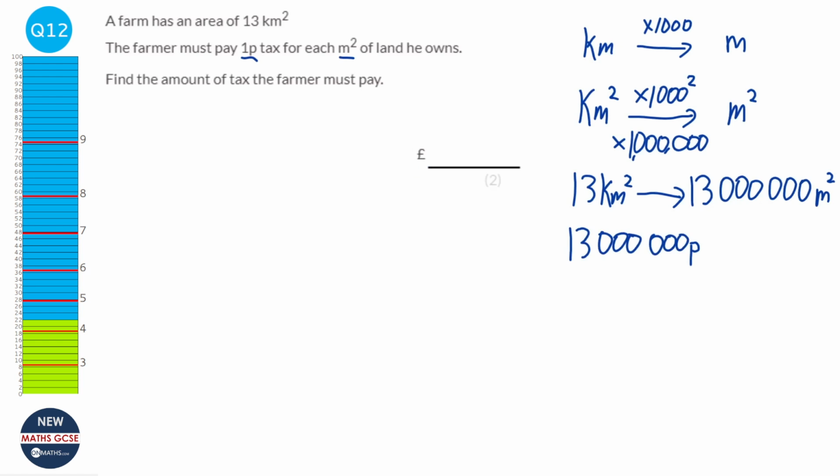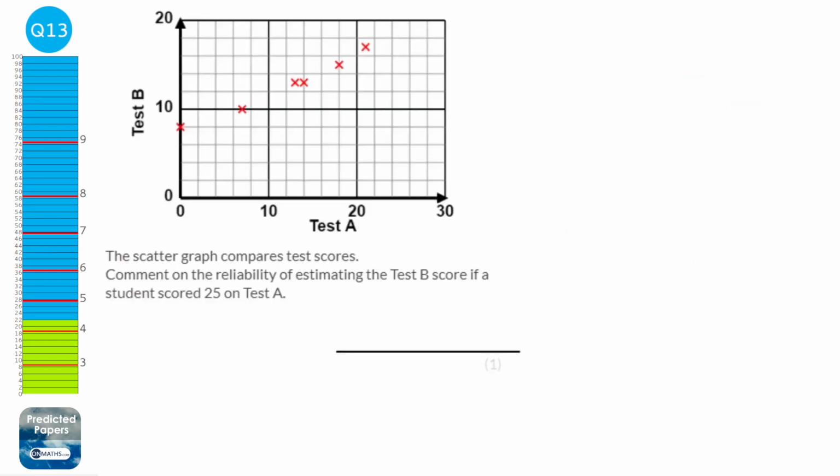So we just need to get rid of 2 of the zeros at the end. So it's going to be 13, 1, 2, 3, 4. So it's going to be £130,000.